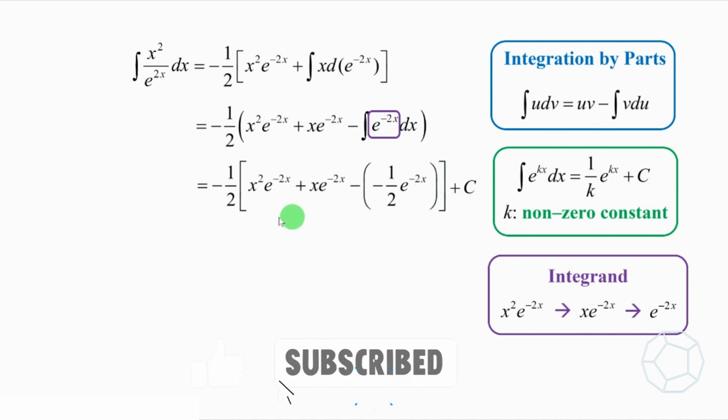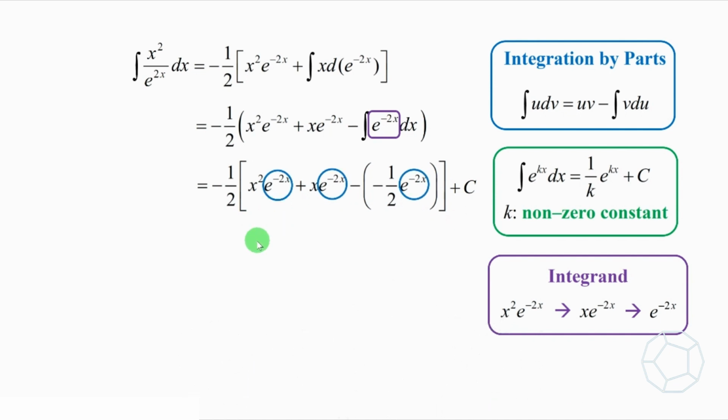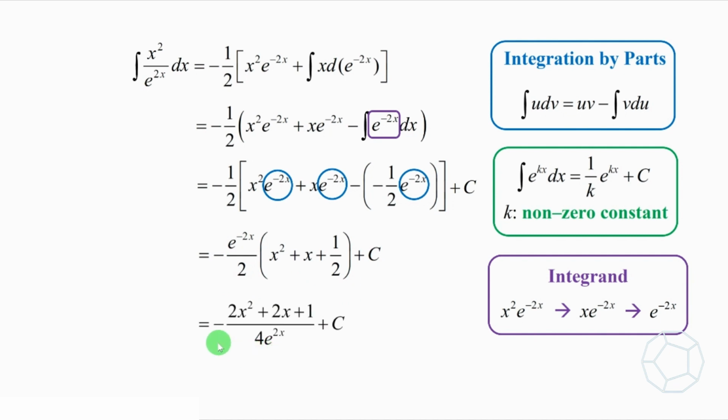Inside the bracket, we have a common factor e to the power of negative 2x. Let's take it out. Then we have negative e to the power of negative 2x over 2 times bracket x squared plus x plus 1 over 2 plus c. To make the answer better looking, we combine the three terms in the bracket and put the exponential term in the denominator. So the answer is equal to negative 2x squared plus 2x plus 1 all over 4 times e to the power of 2x plus c.